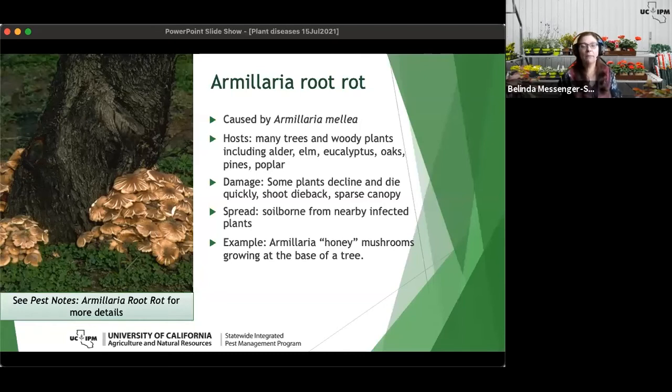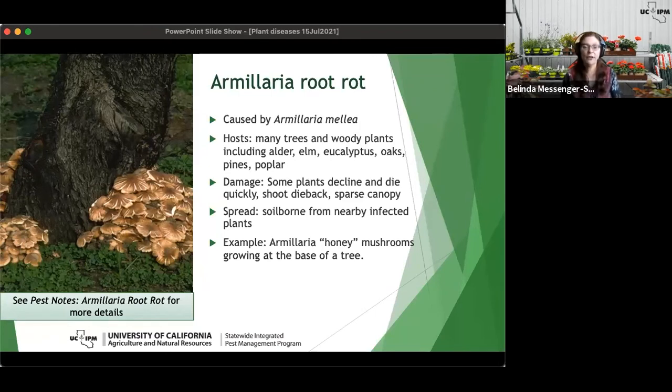Armillaria can infect many woody plants, including elm, oaks, and pines. The disease severity will depend on the health of the host plant. Old trees often decline and die quickly if they're infected with Armillaria. Younger trees may show a sparse canopy, but you can sometimes get them to bounce back from the disease. The fungus will spread through the soil from tree to tree through rhizomorphs, which are long root-like structures that the fungus produces.